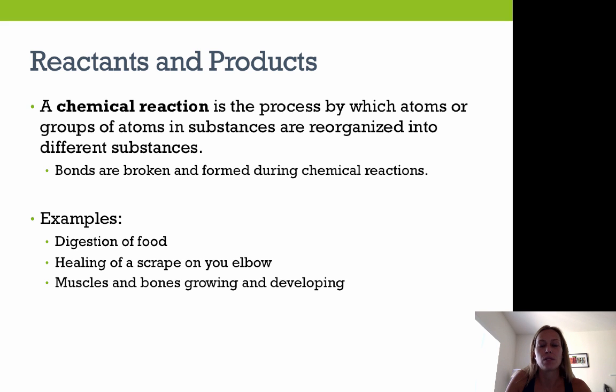So a chemical reaction is a process by which atoms or groups of atoms in substances are reorganized into different substances. In essence, a chemical reaction is when bonds are broken and then reformed into other compounds or other molecules during a chemical reaction.